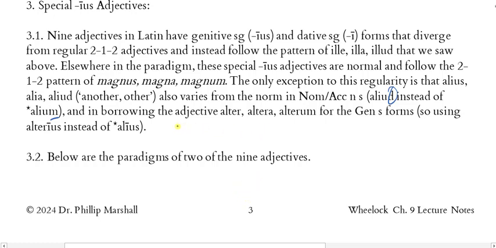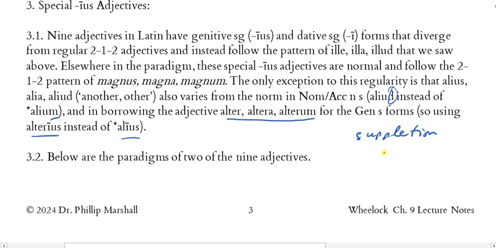And the other difference here is that the form borrows. It pulls in from a different adjective its genitive singular forms. Alius goes to alter and says, I want to use you for my genitive singular forms. So my genitive singular will be alterius instead of alius. Okay, this borrowing of a form for part of the paradigm is referred to by grammarians as suppletion.